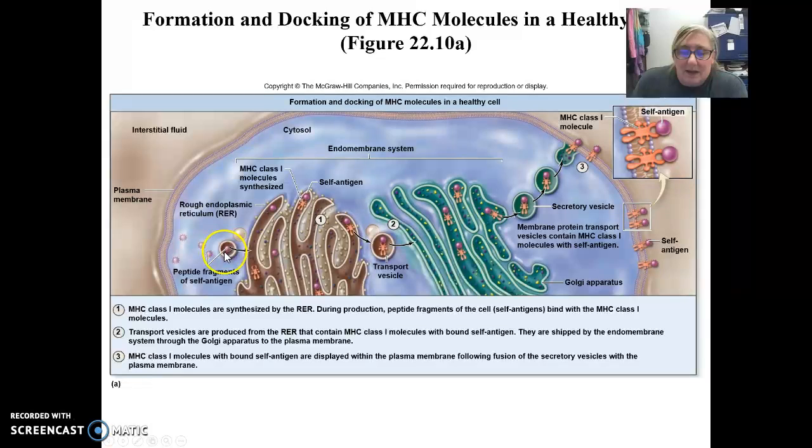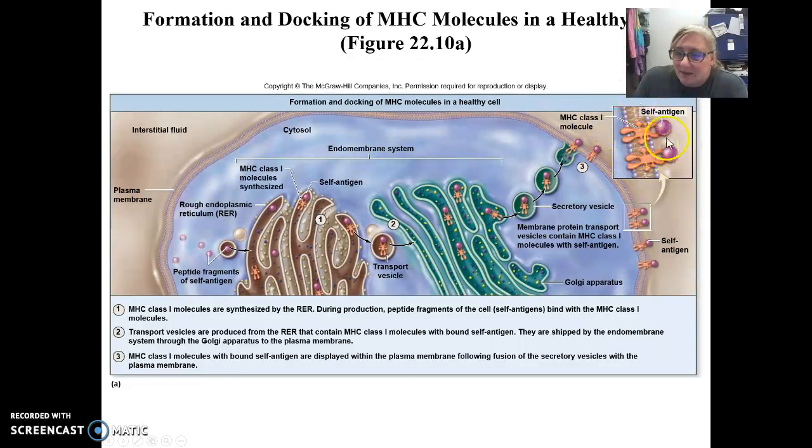And so here we have self molecules that move into the rough ER. And in the rough ER, we produce proteins. So these self molecules and these proteins that we produce come together, they bind together, and then they're put into a vesicle, transported to the Golgi, and the Golgi then will move them to the plasma membrane. So they become part of that plasma membrane.